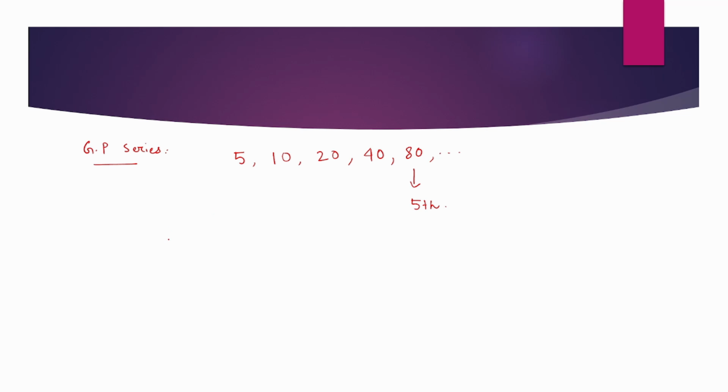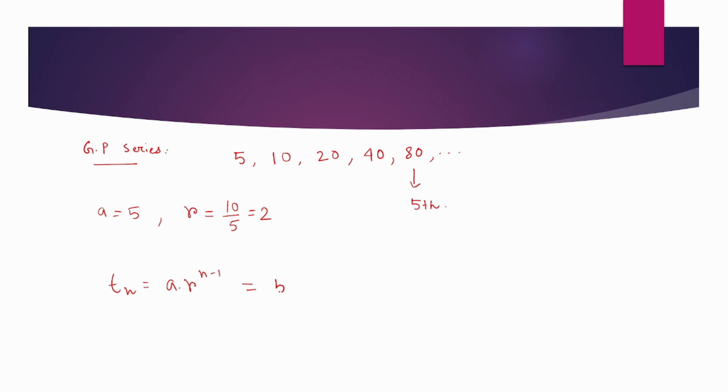If we take the particular formula that we have discussed, Tn will be nothing but a into r to the power n minus 1, right? So in this series the value of a is 5 because 5 is our starting value. And what would be the common ratio r? The common ratio r is nothing but 10 by 5, which is 2, right?